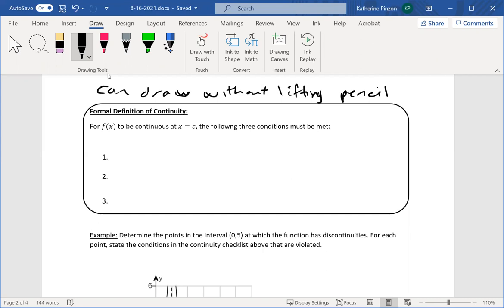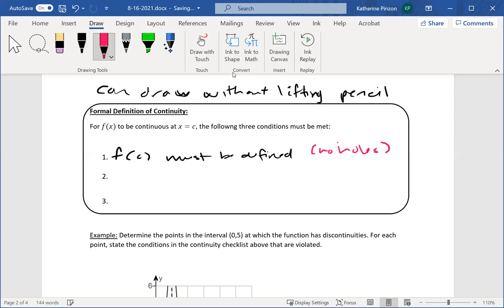Formally, we say that f of c must be defined. This is the part that says no holes. Okay, f of c must be defined, meaning it has no holes. The limit as x approaches c of f of x must exist. That means that it has no breaks, okay?